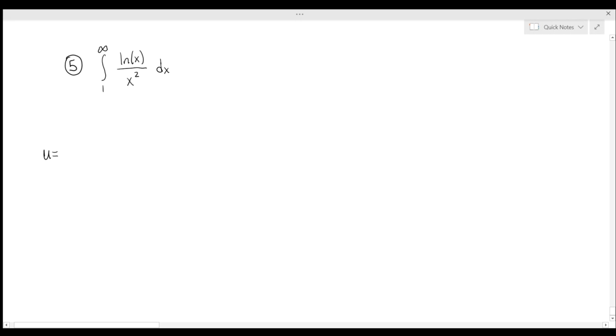So for integration by parts, we choose u to be the natural log, and then du would be 1 over x dx. So then dv is going to be the 1 over x squared dx that we have remaining.